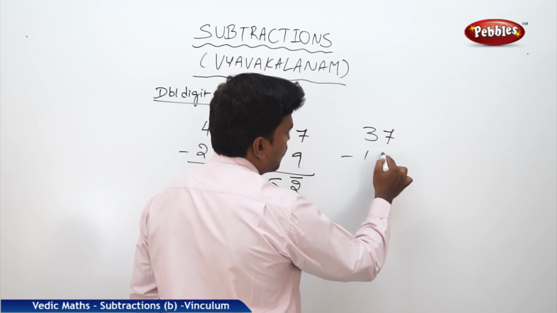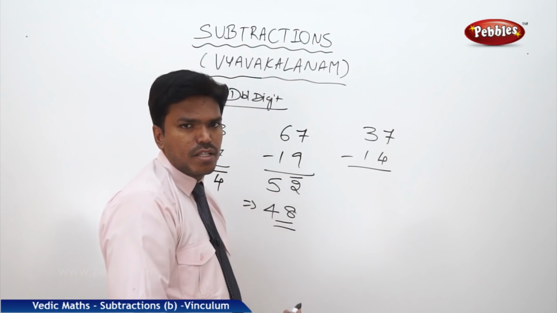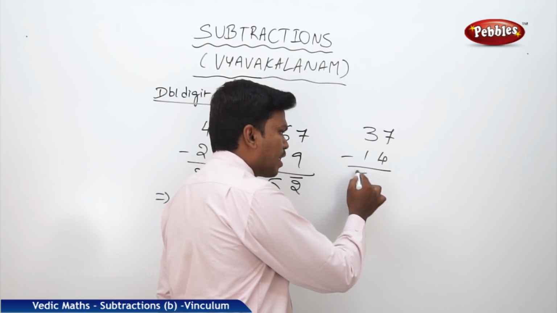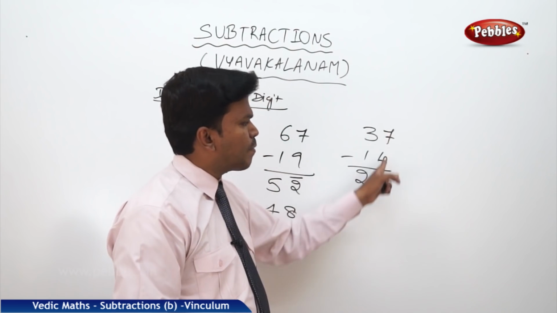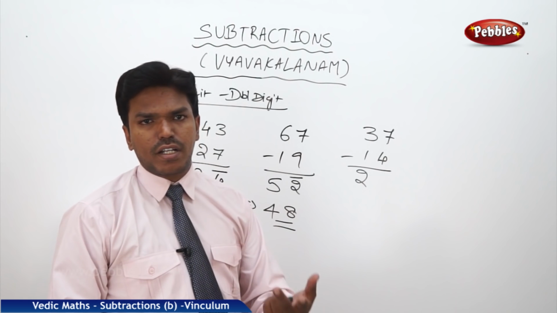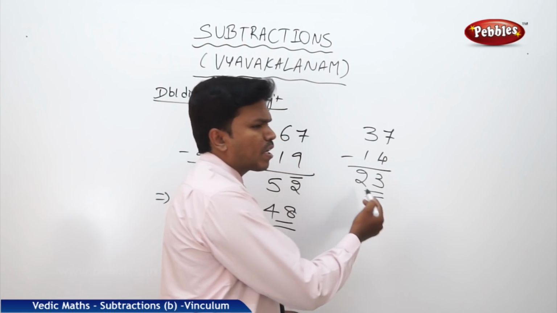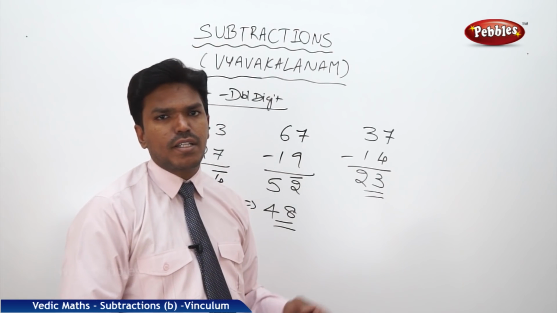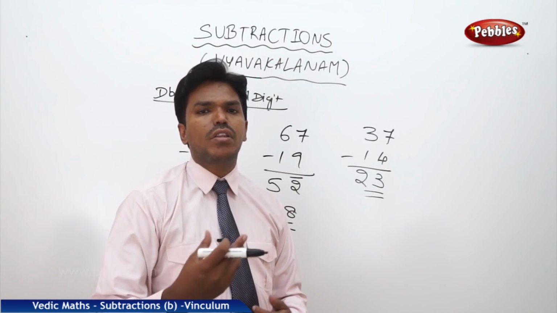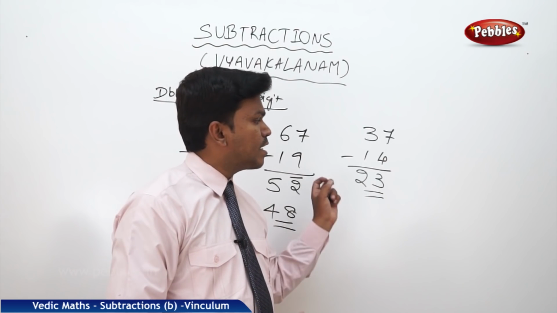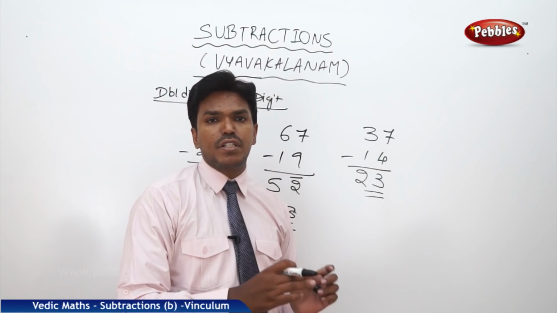Similarly, 37 minus 14. So 3 minus 1 is 2. We will write 2 here. Now what is 7 minus 4? 3. So direct subtraction is possible, and we write the answer directly. No need to even convert the number. Why? Because it is not a Vinculum number. We have got the answer directly. So in such an easy way we can do double digit minus double digit.